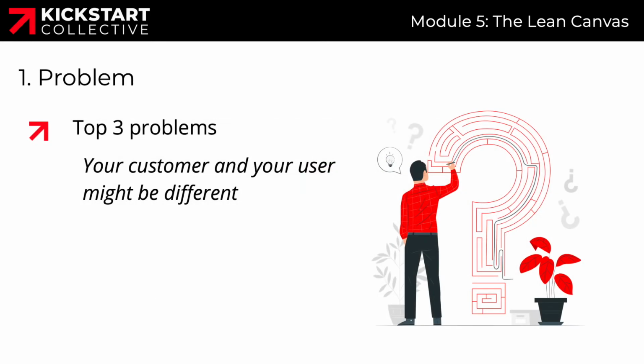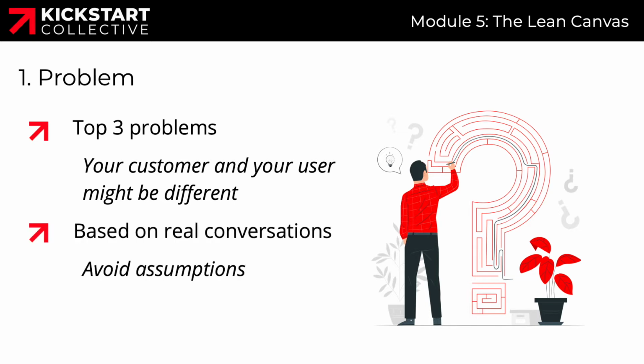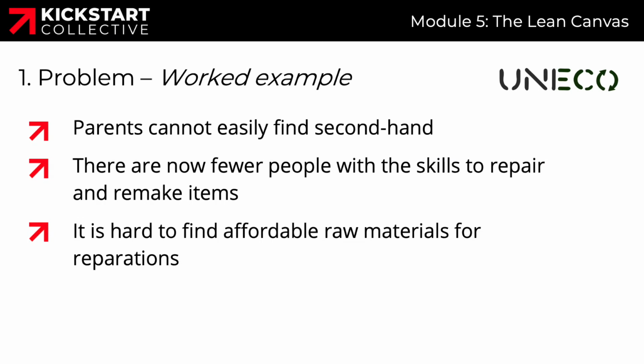The problem section should be filled with the top 3 problems that you are solving for your target customer. Your customer and your user might be different depending on the nature of your business. But if this is the case, it is still important to define the customer's problem. Ideally, this should be defined based on the customer conversations that you've had and not just your assumptions. Here's a worked example. For Uneco, the problem statements were refined a lot over the first few months after secondary research and speaking to customers.